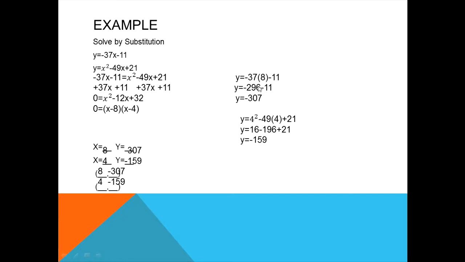So negative 37 times 8 equals negative 296, minus 11, which equals negative 307, which is our corresponding y to x equals 8, negative 307. And then for our other y corresponding to x equals 4, we got 16 minus 196 plus 21, which equals negative 159. And that will be our other y.